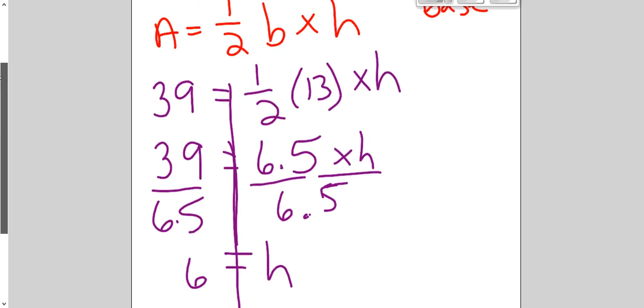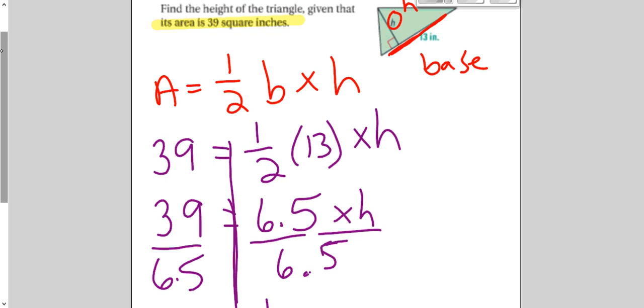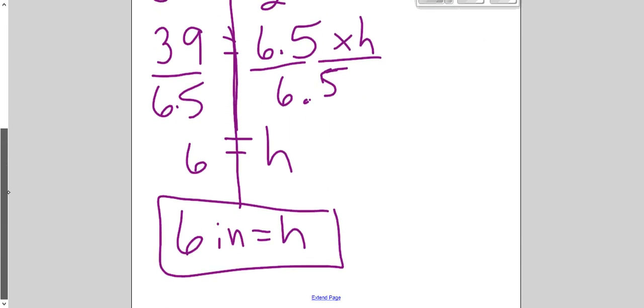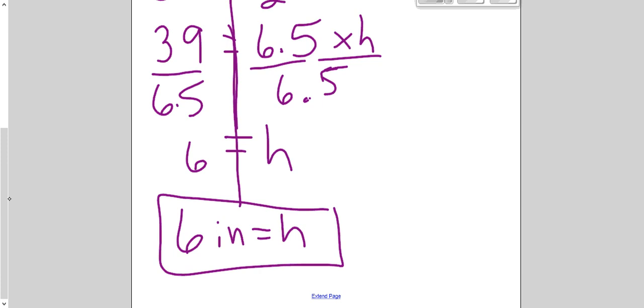And then, guys, you can always verify your answer. Just type into your calculator 13 times 6. So the area should be 1/2 the base times the height. So if I did 13 times 6 and then divided that by 2, then I get 39. So you can always double check your work. Okay, so your answer here is 6 inches.